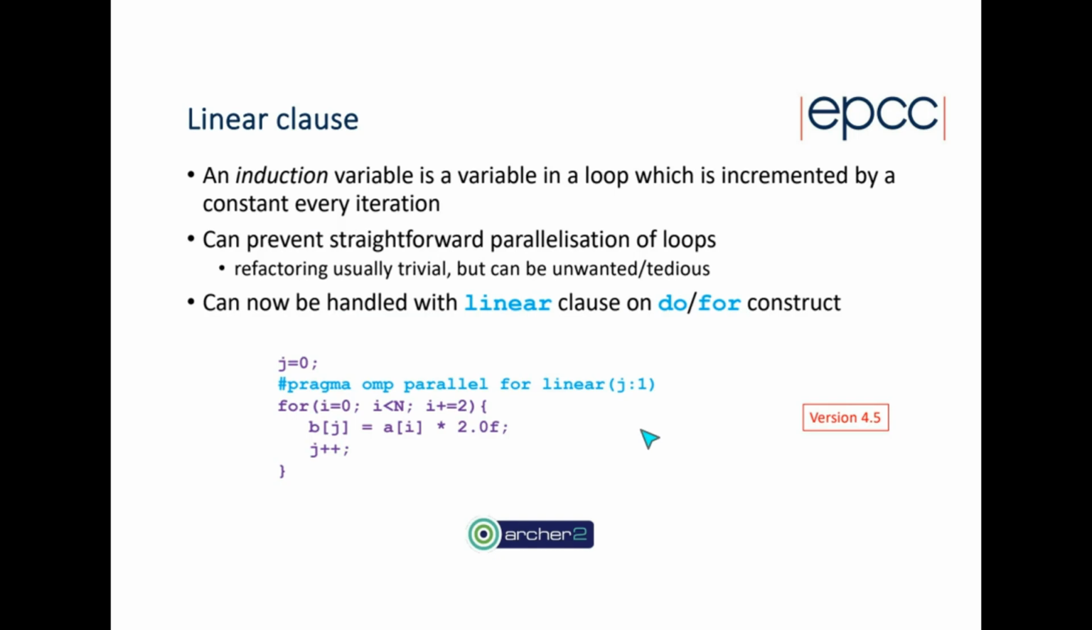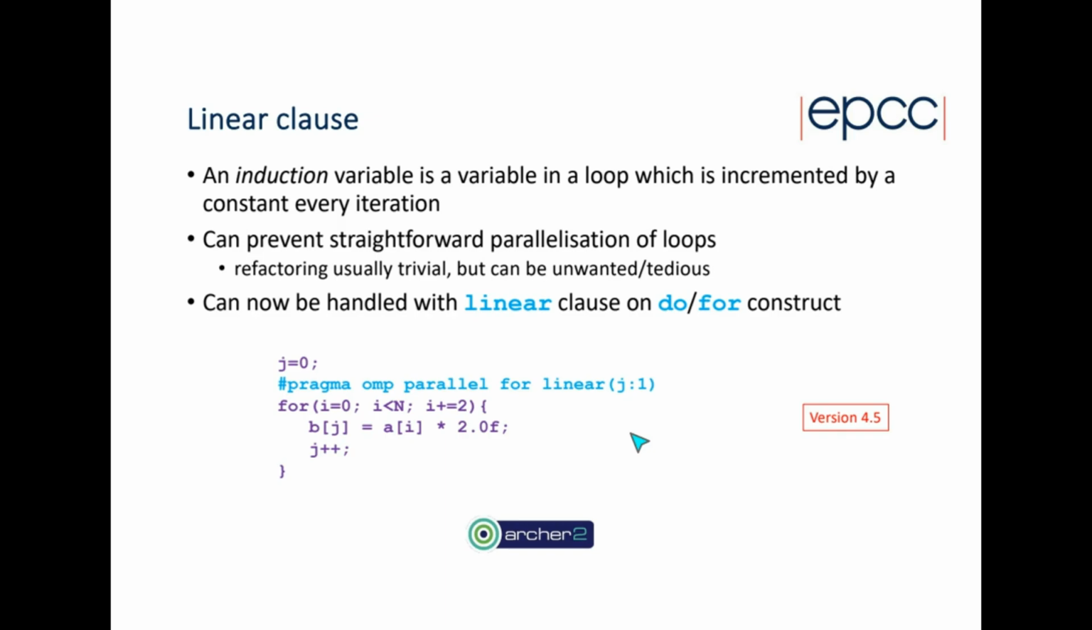Okay, so I mentioned the linear clause briefly. We're talking about SIMD directives, and so just a little bit more detail here. This is to deal with what are called induction variables. Okay, so induction variables are variables in a loop which are incremented by a constant every iteration. That pattern will normally prevent the straightforward parallelization of loops, because that increment of that variable forms a dependency between the loop iterations.